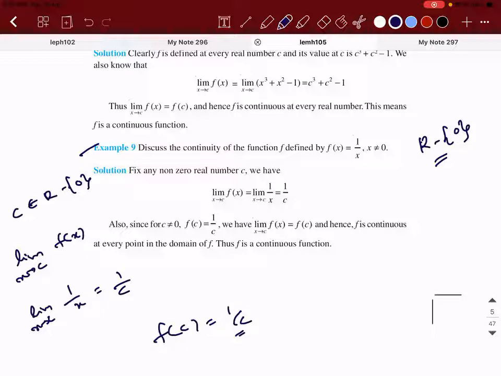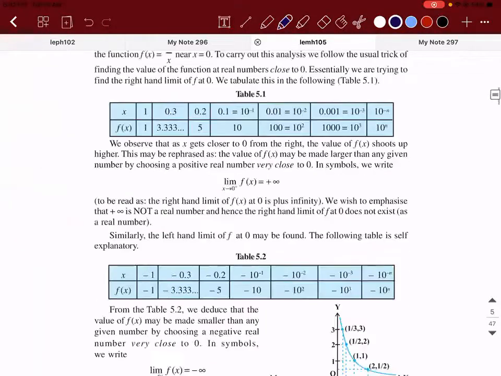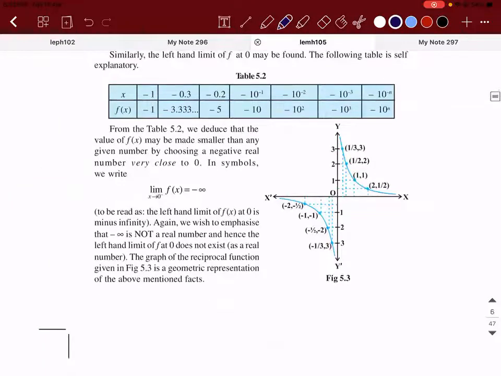So if you want to see the graph of f of x is equal to 1 by x, it looks something like this. This is how the function looks. It's called as rectangular hyperbola. F of x is equal to 1 by x is generally called as rectangular hyperbola. Oh, they gave the graph. See. This is the graph.